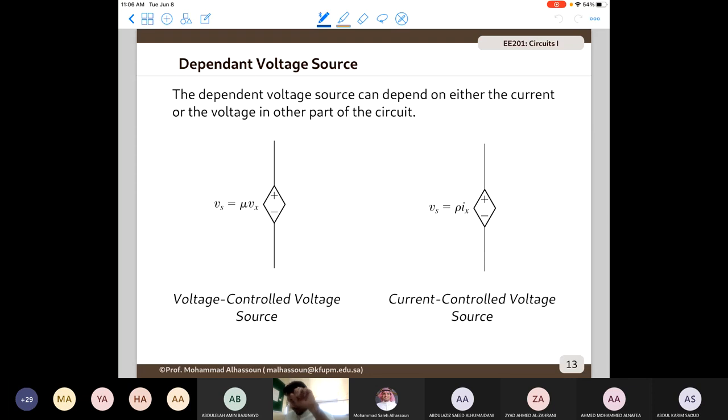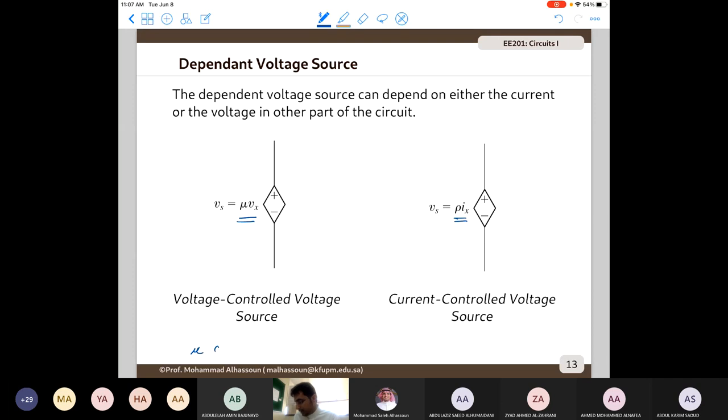So for dependent voltage sources, we have two types. First of all, the dependent sources depend on the voltage or the current in any part of the circuit. For example, here, if we have a dependent voltage source, it could depend on the voltage Vx, which could be the voltage across any part of the circuit. We'll have an example of that. And it could depend on the current as well. Ix is the current that exists in any part of the circuit.